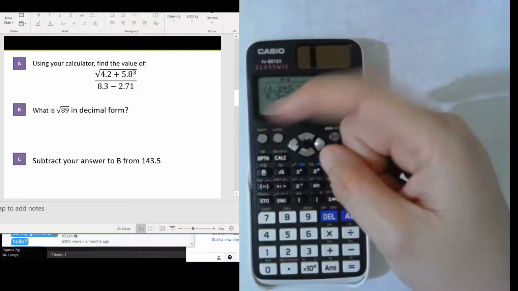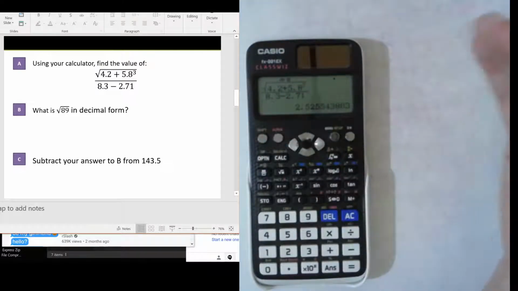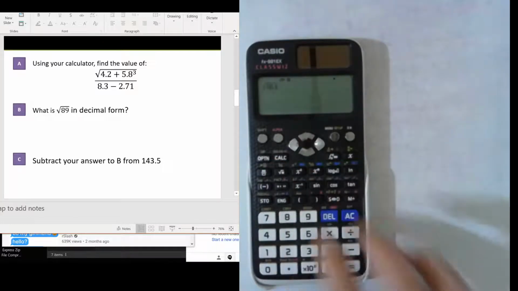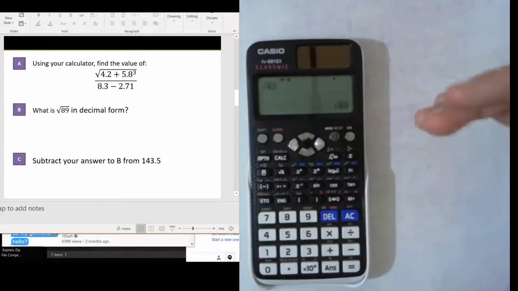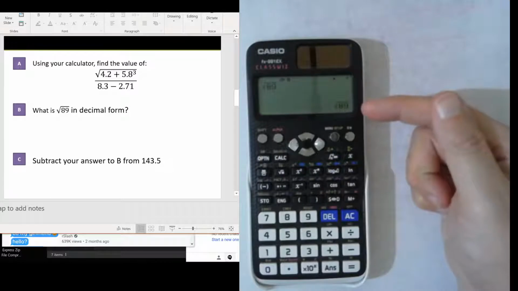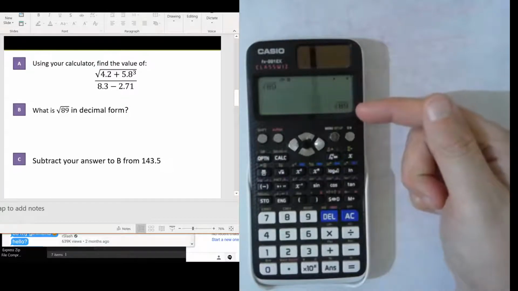Okay, next one, it says, what is the square root of 89 in decimal form? So I've got 89. You will probably notice that your calculator goes into surd form, which is the square root of 89.